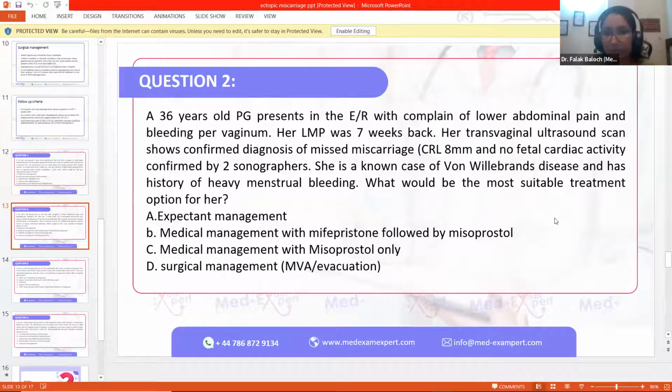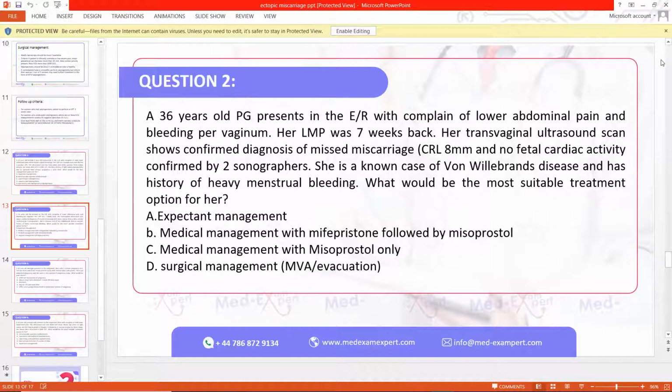A 36 years old primary gravida presents to the ER with a complaint of lower abdominal pain and bleeding per vagina. Her LMP was 7 weeks back. Her transvaginal ultrasound scan shows a confirmed diagnosis of miscarriage. CRL 8 millimeters, no fetal cardiac activity confirmed by 2 sonographers. She is a known case of von Willebrand's disease and has history of heavy menstrual bleeding. What would be the most suitable treatment option for her? Expectant management, medical management with mifepristone followed by misoprostol, medical management with misoprostol only, or surgical management? What do you guys think?